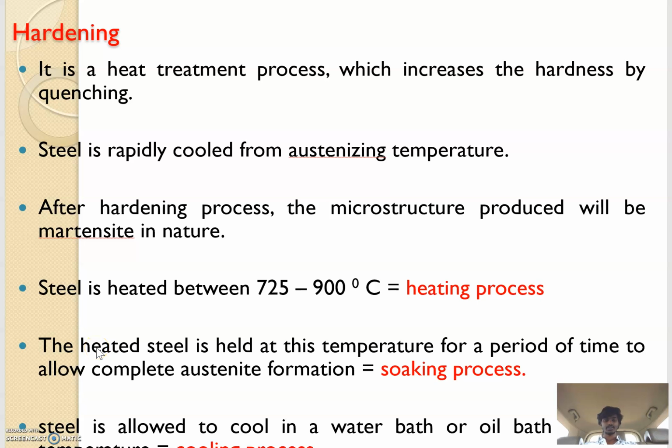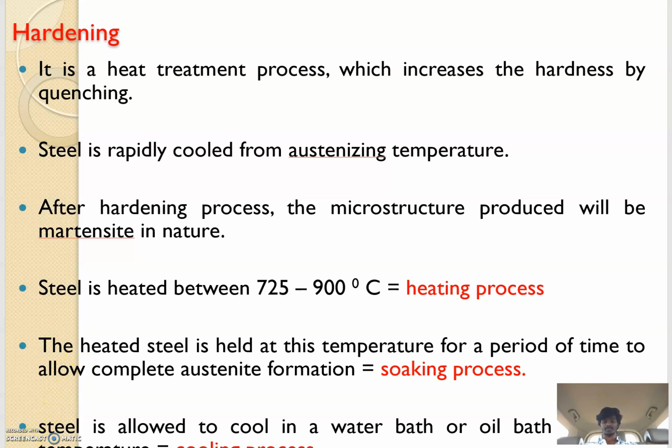Hardening. It is a heat treatment process which increases the hardness by quenching. Steel is rapidly cooled from austenitizing temperature. After the hardening process, the microstructure produced will be martensite in nature. Steel is heated between 725 to 900 degrees centigrade.